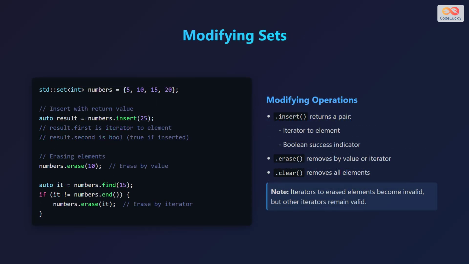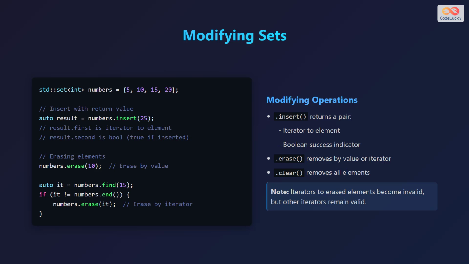Next, let's discuss how to modify sets in C++. Consider a set of integers 5, 10, 15, and 20. When inserting elements, the insert method returns a pair. The first element of the pair is an iterator to the newly inserted element, and the second element is a Boolean value indicating whether the insertion was successful.